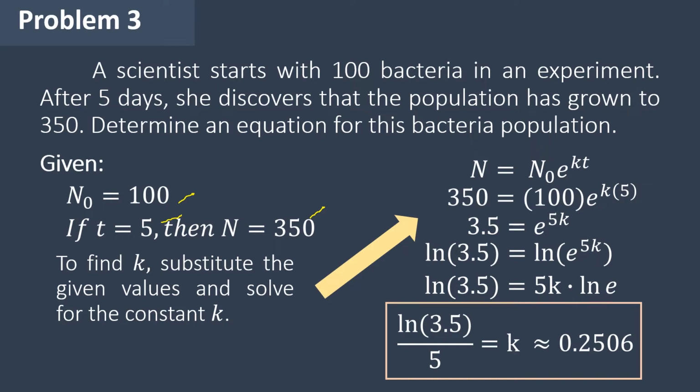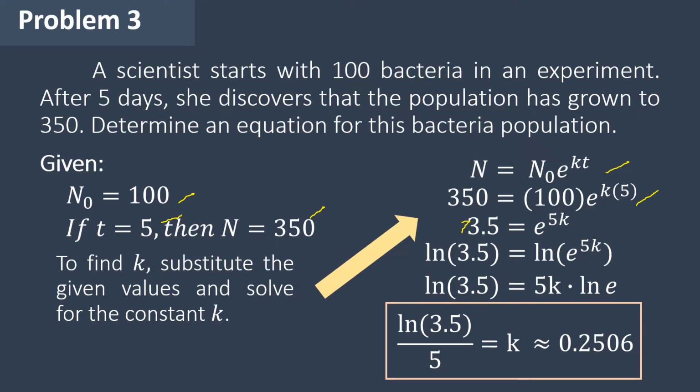So, yung N natin would be equal to 350. So again, we need to solve first the value of our k. So using the formula, N is equal to N sub 0 times e raised to the power of k times t. We're going to substitute all the given. Then divide both sides by 100, kaya naging 3.5 na lang yung nasa left side natin. 3.5 is equal to e raised to the power of 5 times k.